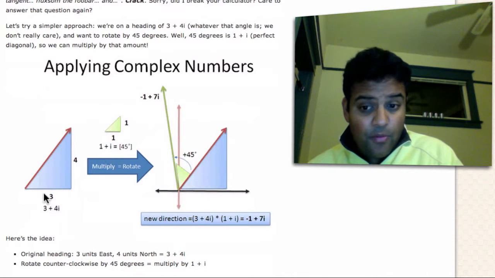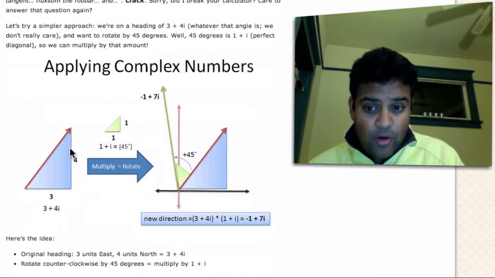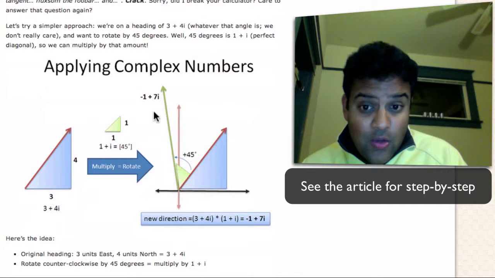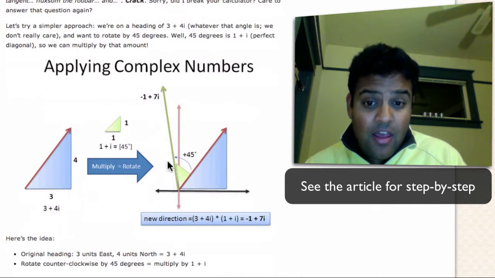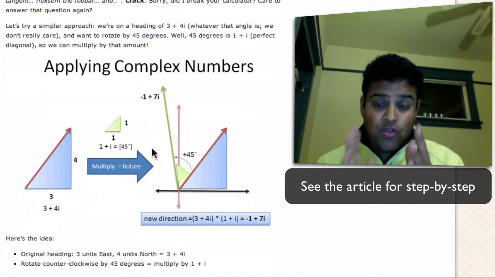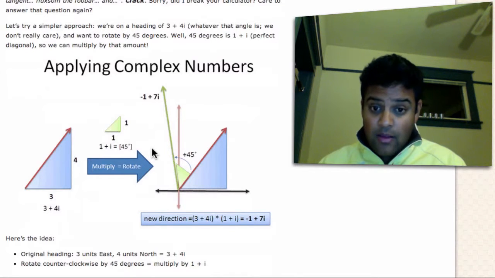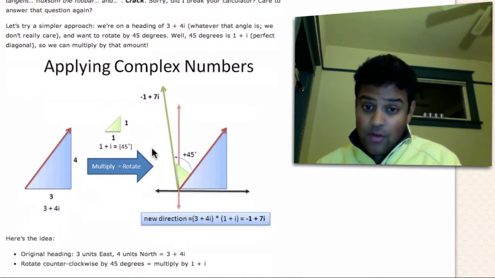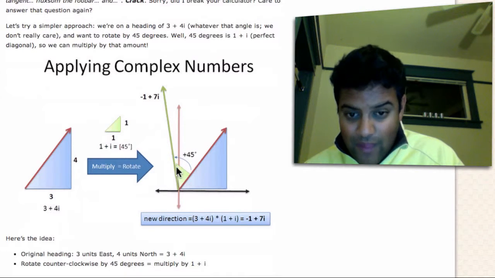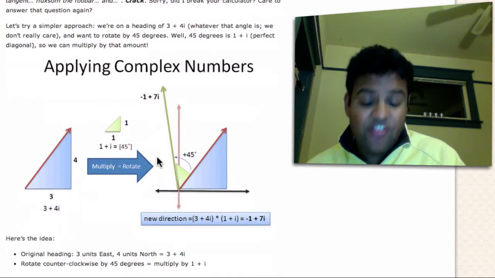to the result. So what happens is when you take 3 plus 4i and multiply it by 1 plus i, it's almost as if you're putting that little triangle there to get that new angle. And when you cross multiply it out, you actually get negative 1 plus 7i. So this is the exact trajectory that you're going to be on. You're on 3 plus 4i, you multiply it by 1 plus i to get that 45-degree angle, and that new trajectory is negative 1 plus 7i.